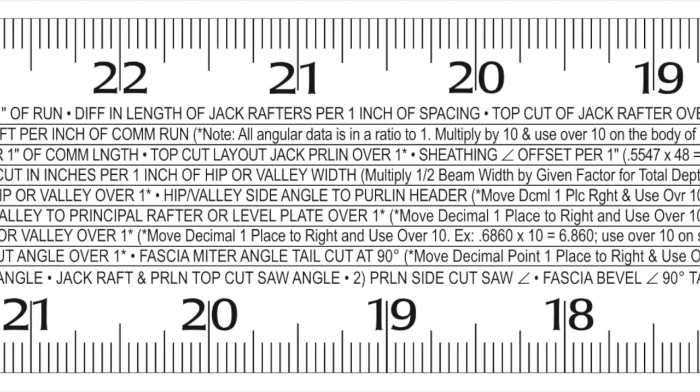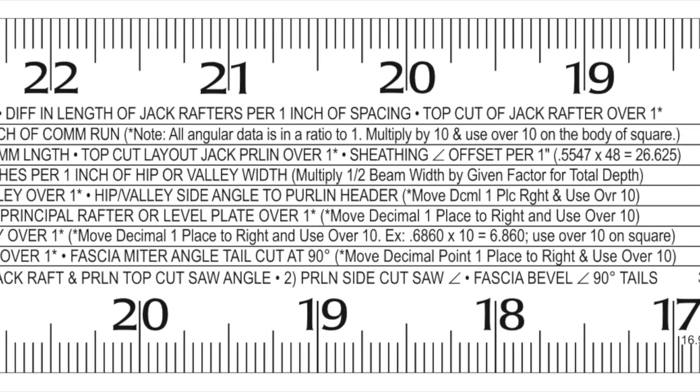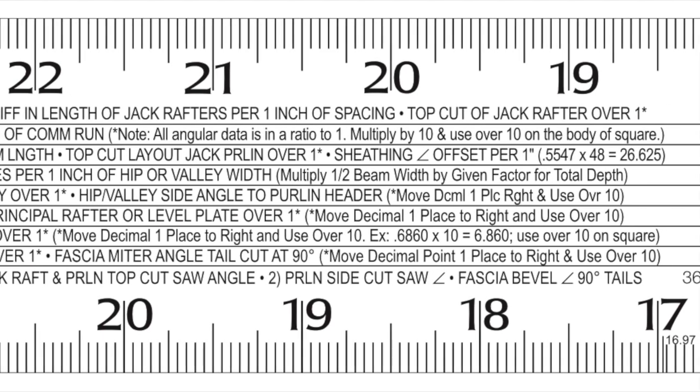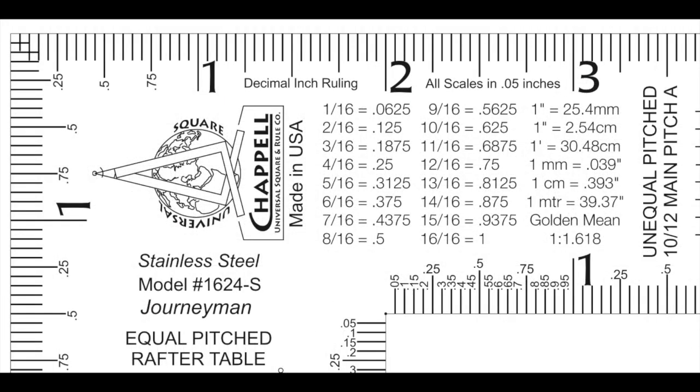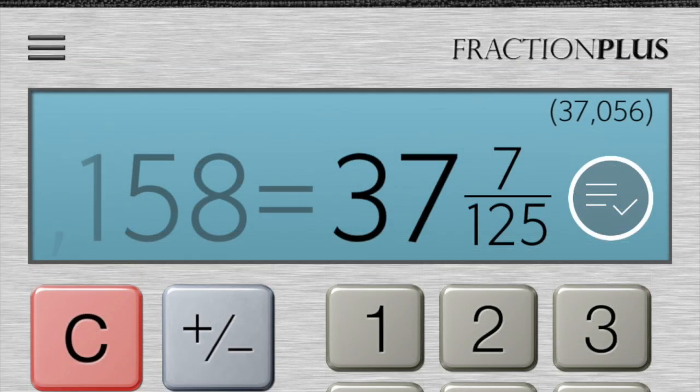Dealing with fractions inevitably leads to much head scratching and increases the potential for errors by making on-the-fly calculations in your head. Notwithstanding, there is a fraction to decimal conversion table on the Chappell Square for those attempting to escape the event horizon. If one happened to have a fancy calculator that spits out answers in fractions, would a readout of 112 and 181 200ths, or 37 and 7 125ths make you feel more comfortable?